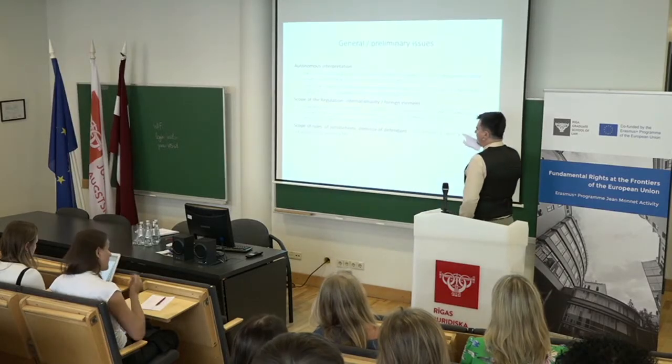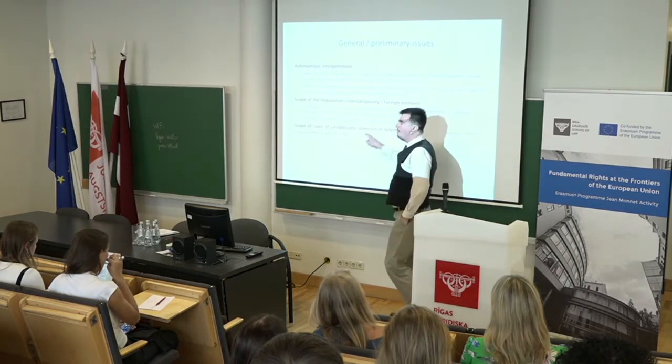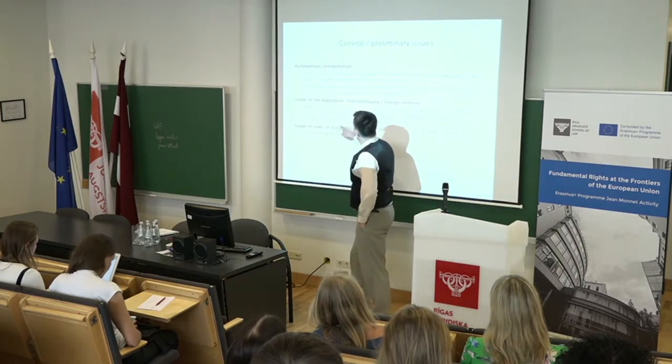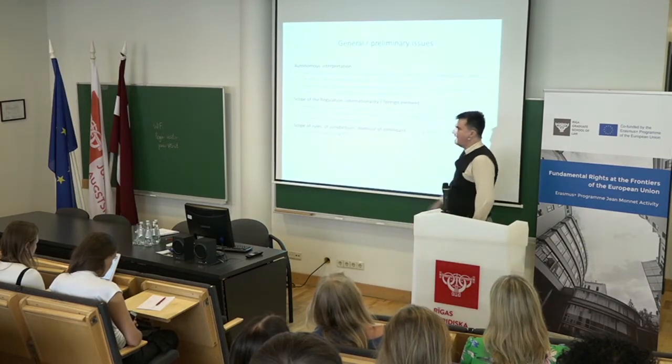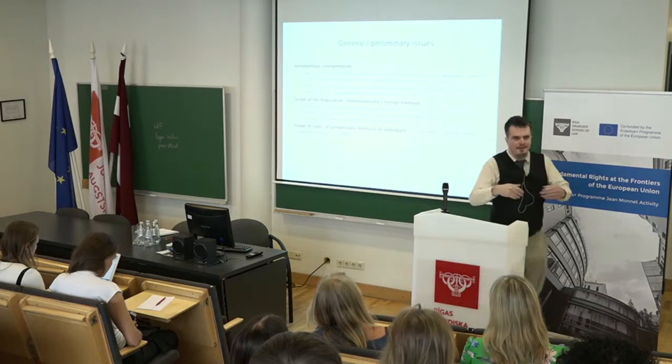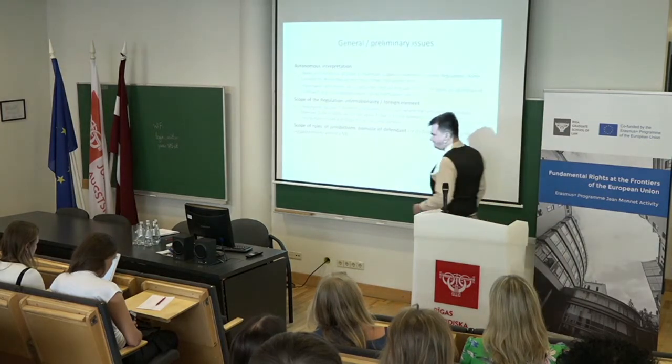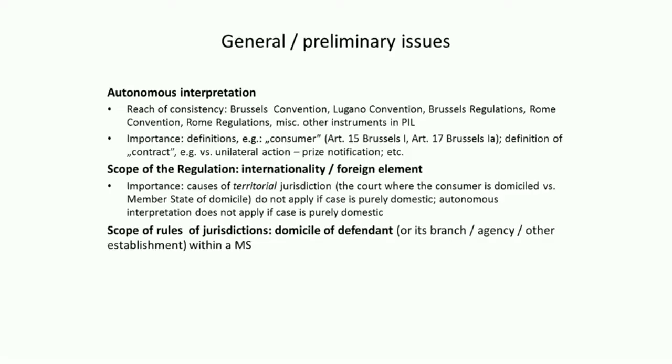If they have a branch, agency or other establishment, how do we know? We go to the autonomous interpretation of the phrase branch, agency and other establishment, with hundreds of cases that shape the content of these legal phrases. If the defendant or his branch is not domiciled in the EU, then we're back to national procedural law. And this is when you open your own act on civil procedure, and that will tell you where to sue or where to be sued, even if it's a consumer case.